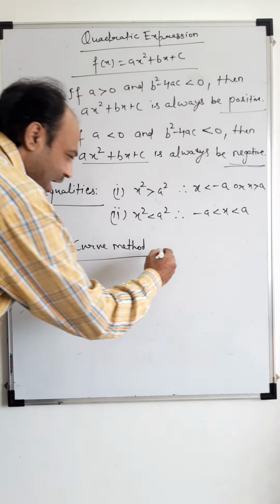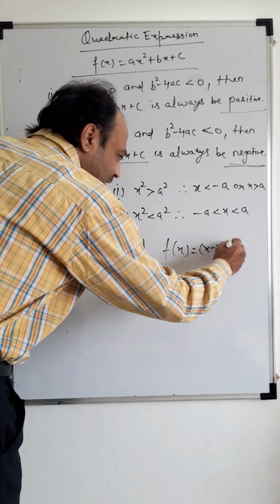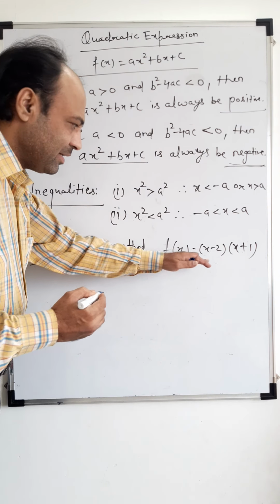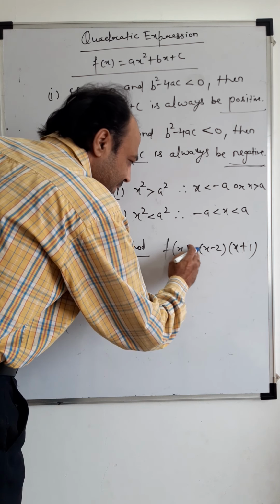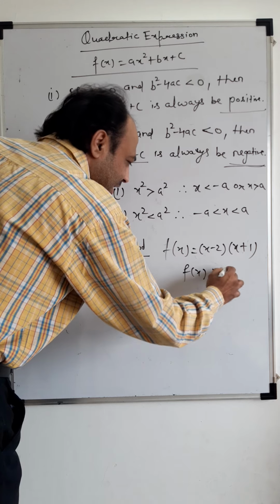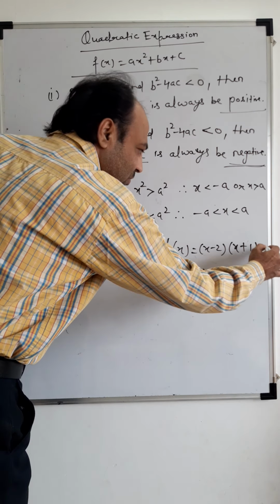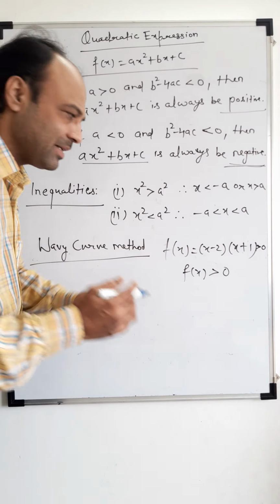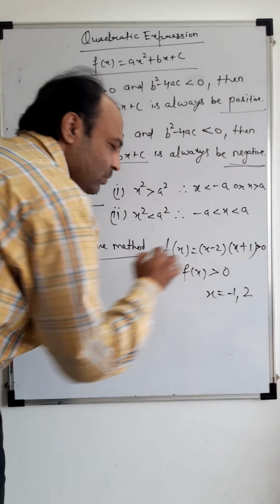Let's say I have f(x) equals (x minus 2)(x plus 1). Correct? Now we have to find the roots, and this is, let's say, f(x). This f(x) is greater than 0. Now this expression is greater than 0, then we have to find the interval, the value of x. Correct? So what are the roots here? Minus 1 and 2. Correct?